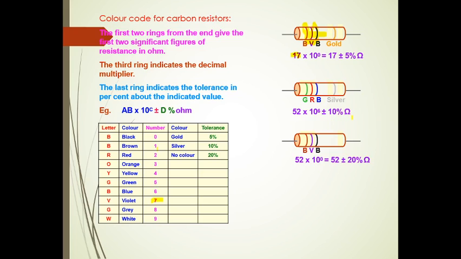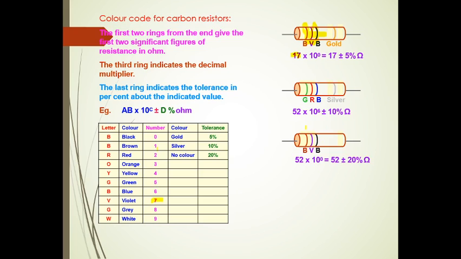In this way, the value of the resistance is calculated by using the color band. So let us try for yourself. You try the third example by using this table, and in this way the value of the resistance is written or identified by using the color bands.